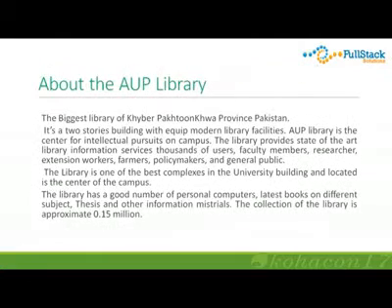About the library: the library is one of the biggest libraries of the Khyber Pakhtunkhwa province. It is a two-story building equipped with modern library facilities. Agriculture University Library is the center of intellectual pursuit on campus. The library provides state-of-the-art library information services to thousands of users: faculty members, researchers, extension workers, farmers, policy makers, and the general public. It is located in the center of the campus. The library has a good number of personal computers, the latest books on different subjects, and other information materials. The collection of the library is approximately 0.15 million.